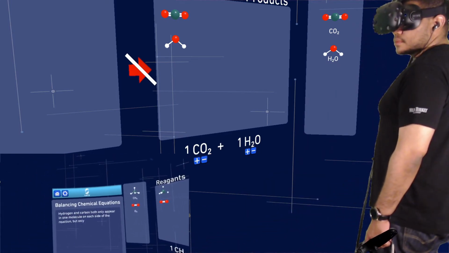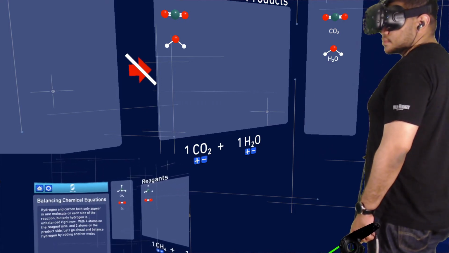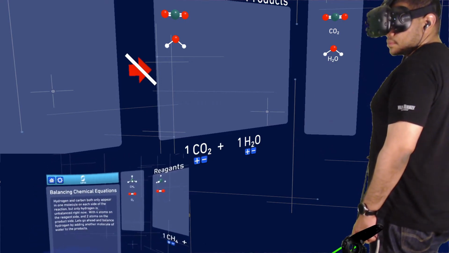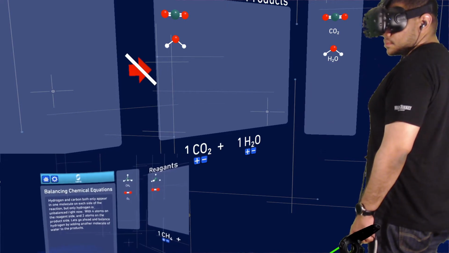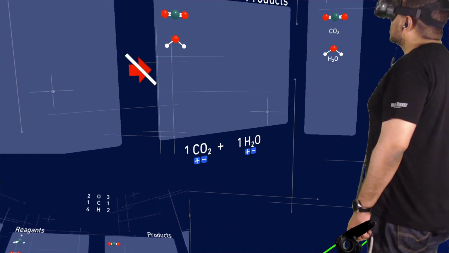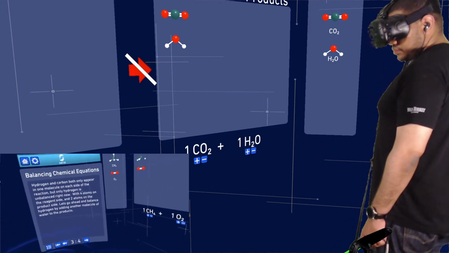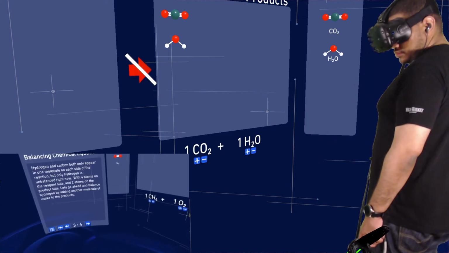Hydrogen and carbon both only appear in one molecule on each side of the reaction, but only hydrogen is unbalanced right now, with 4 atoms on the reagent side and 2 atoms on the product side. Let's go ahead and balance hydrogen by adding another molecule of water to the products.